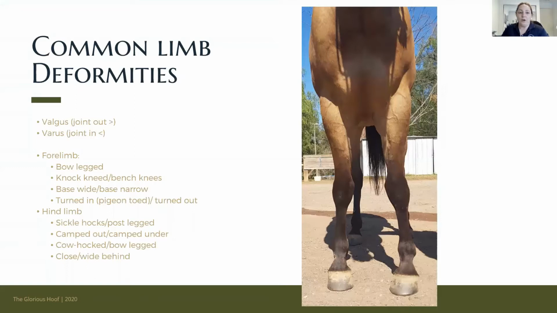Common limb deformities. Basically, a horse's limb is a stack of bones on top of each other with joints in between. And the way that those bones are stacked and the way that gravity works on them causes either the limb to be straight or the limb to have deformities. In the joints, you have valgus or varus conformation. Valgus is where the joint will point away from the midline of the body, and varus is where the joint will point towards the midline of the body.